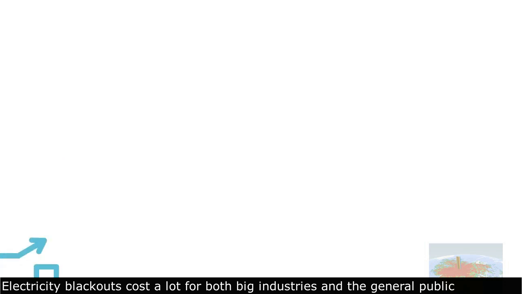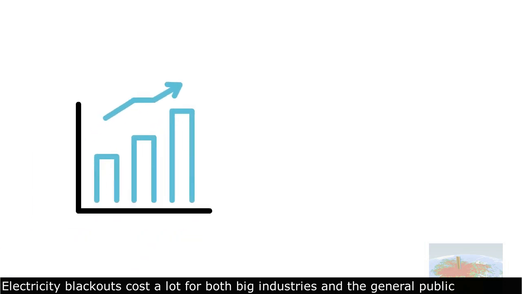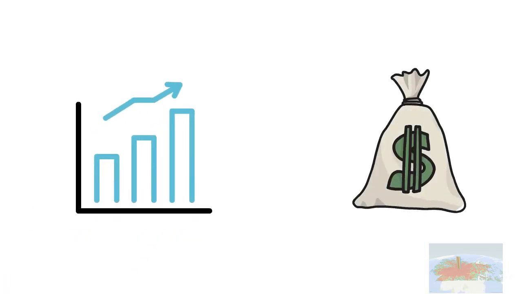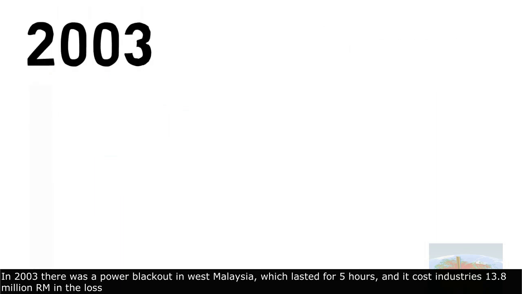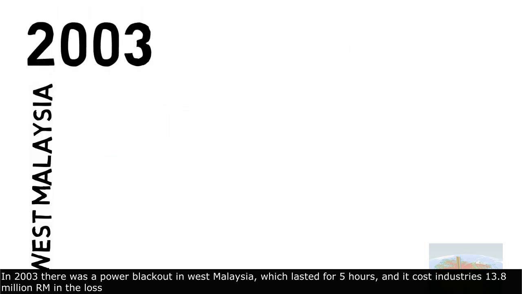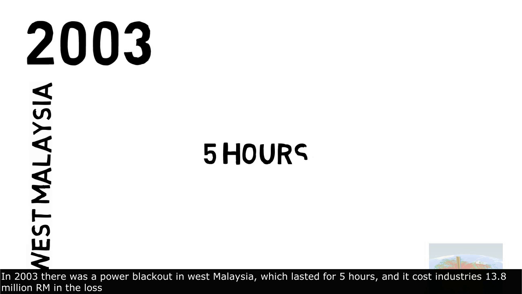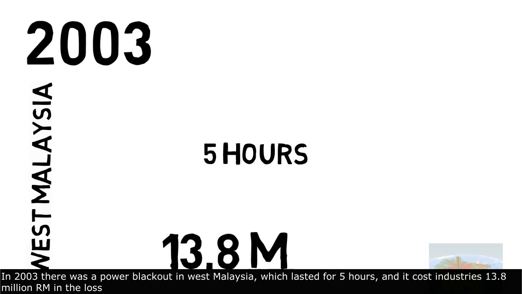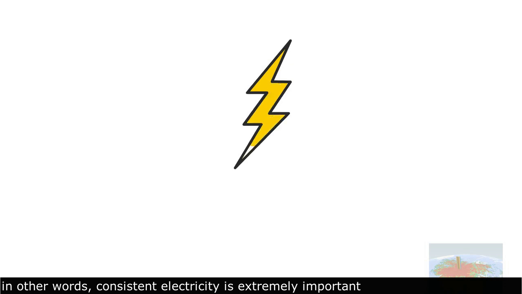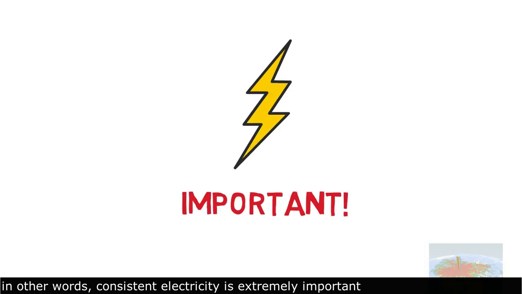Electricity blackouts cost a lot for both big industries and the general public. In 2003, there was a power blackout in West Malaysia which lasted for 5 hours and it cost industries 13.8 million ringgit in the loss. In other words, consistent electricity is extremely important.